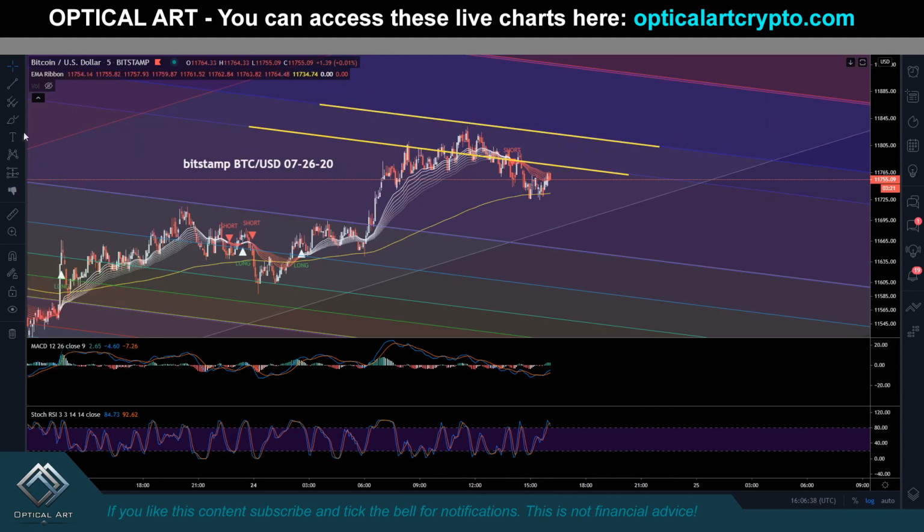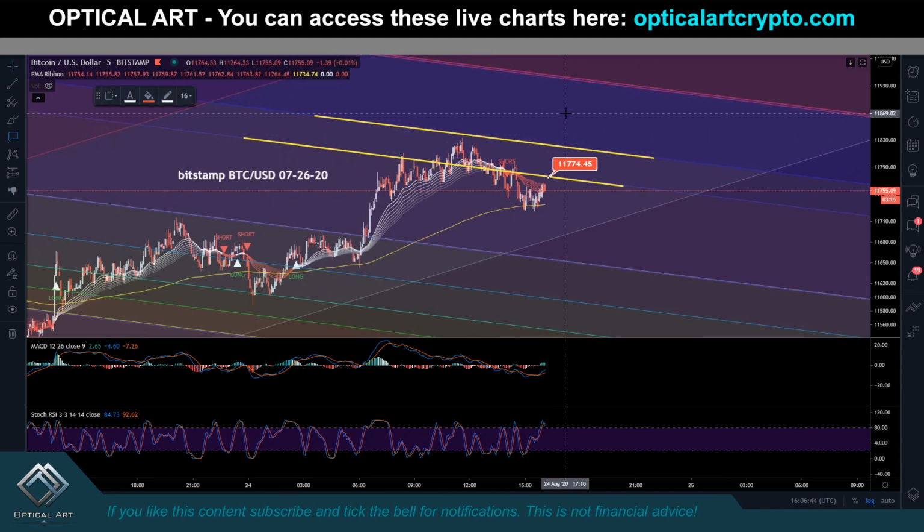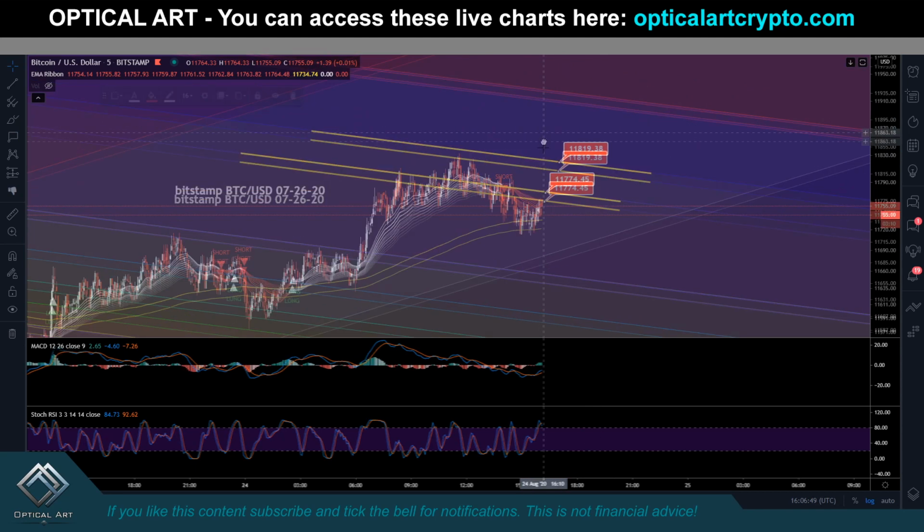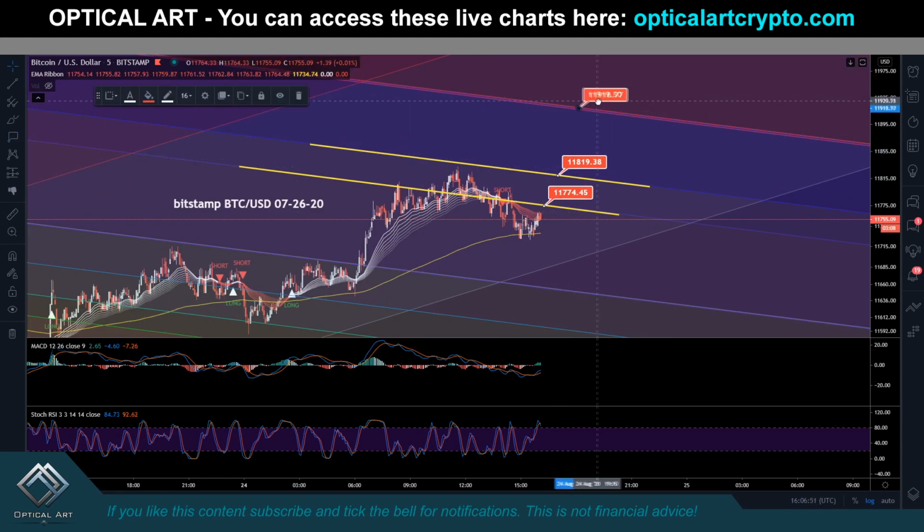So your current resistance above is 11,774. Your next resistance above that is 11,819. If you push above that, your next resistance will be up here around 11,915.